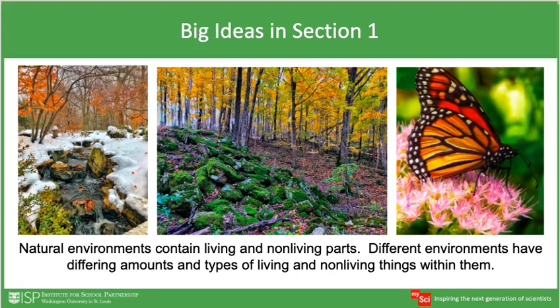Here is the content level big idea for Section 1 and how students will figure it out. Students use ecosystem posters, explore outside of their school, read, and discuss to figure out that different natural environments have different amounts and types of living and non-living things. They will continue to apply this knowledge to the other sections of this unit.